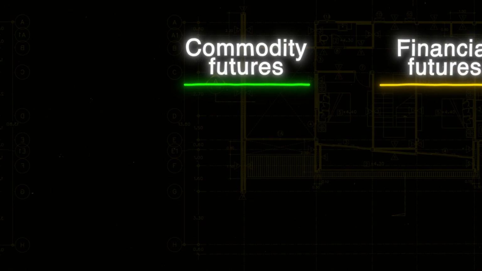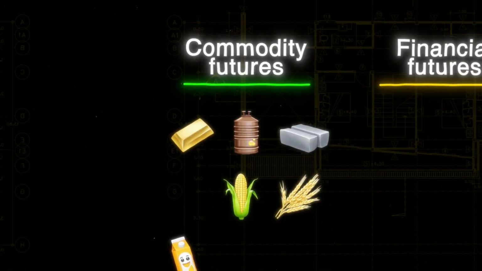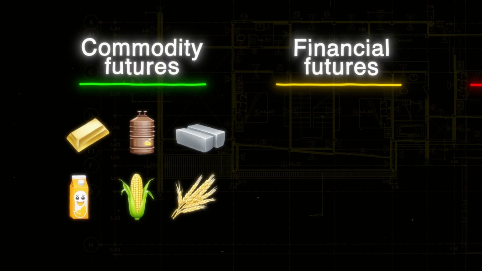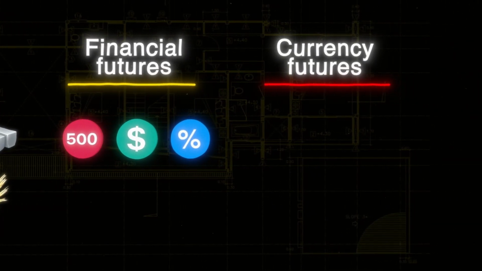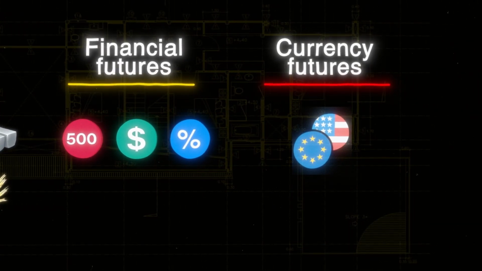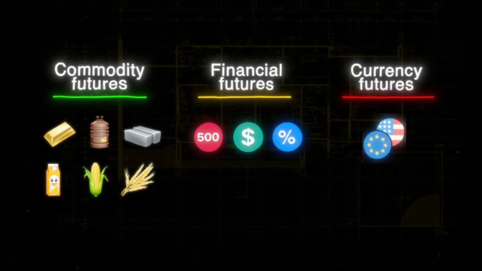Commodity futures include contracts like gold, oil, silver, corn, wheat, even orange juice. Financial futures are contracts on the stock indices like the E-mini S&P 500, bonds, and interest rates. And currency futures, if a lot of you guys are coming from Forex, are futures that deal with currency pairs quoted in US dollars. This could be the euro, the yen, or the British pound quoted in US dollars.